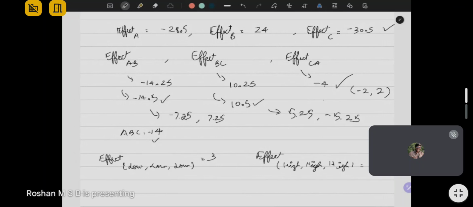What are these that you've written just now? So this is for low, low, high, high. Same, low, low, high, high, low, low, high, high. The values, the effect. If you do the summation like we did before, like high minus low, you'll get these values. Okay, sir.